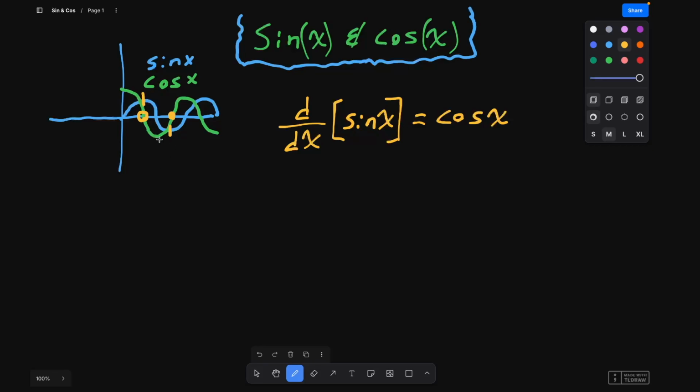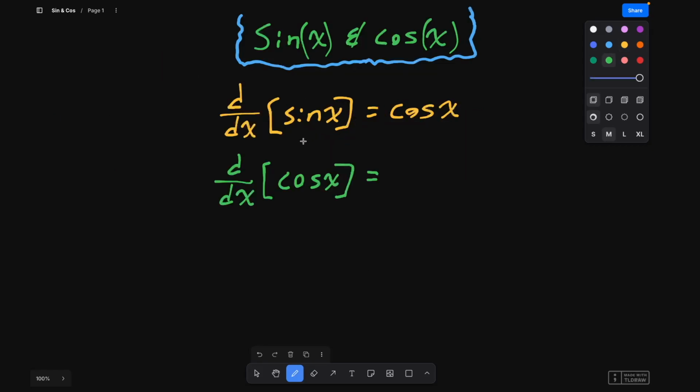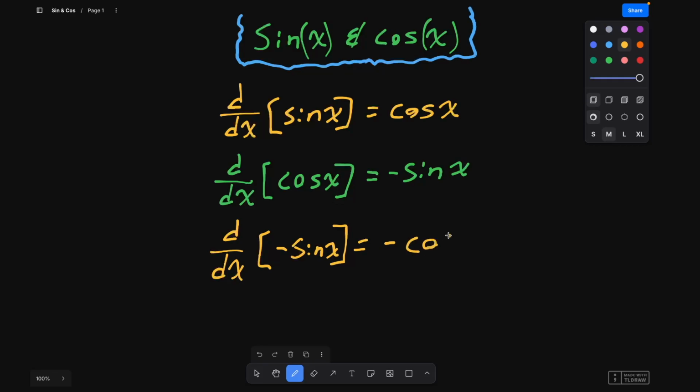And with those observations, we can hypothesize that the rate of change of sine x is equal to the value of cosine x. And that does prove to be true. So the derivative of sine x, the rate of change of sine x, is equal to the value of cosine x. So the derivative of sine x is equal to cosine x. And the derivative of cosine x is not just equal to sine x, it's actually negative sine x. And then the derivative of negative sine x is equal to negative cosine x.